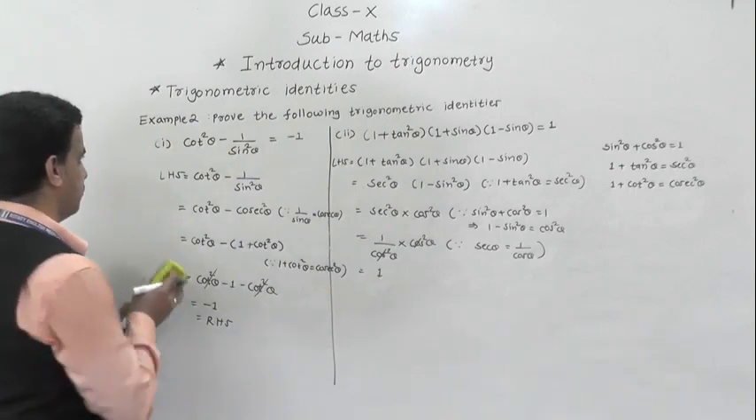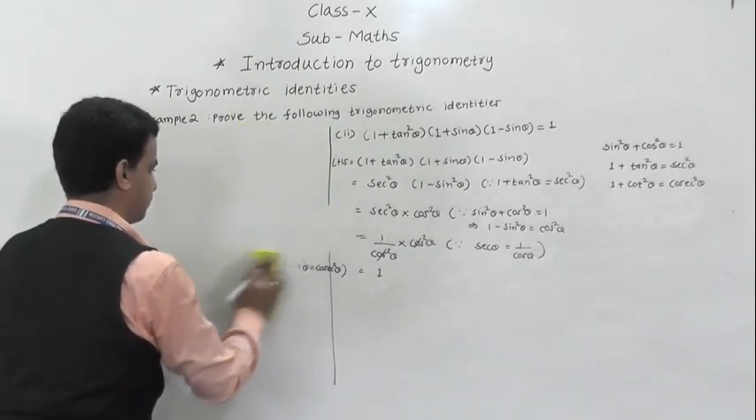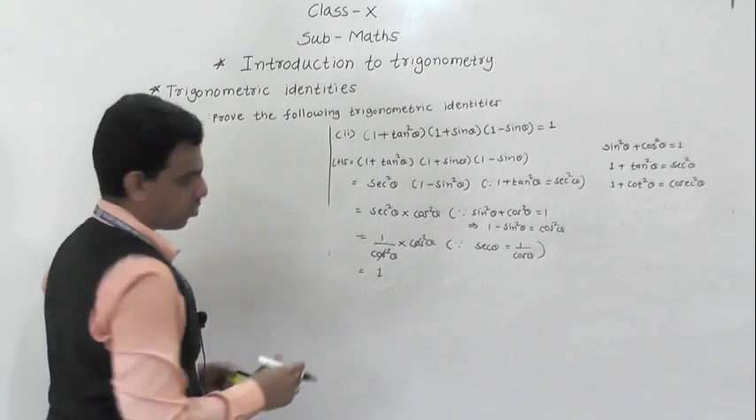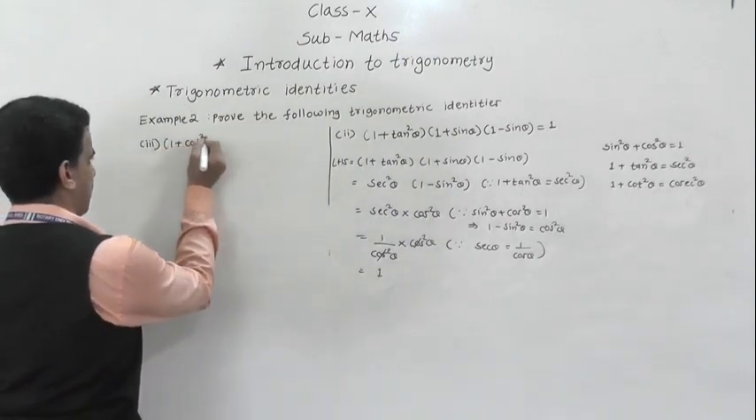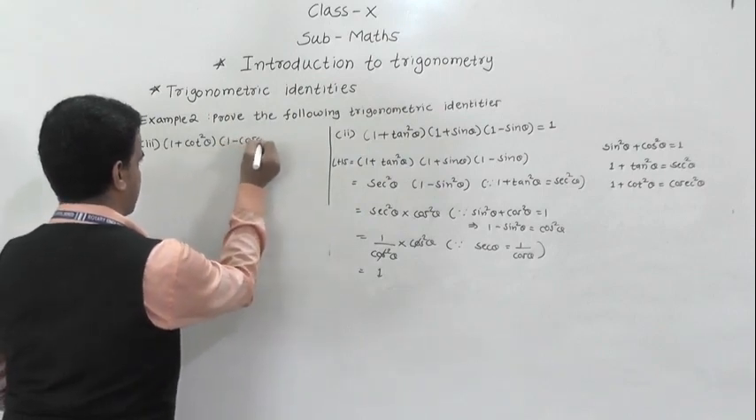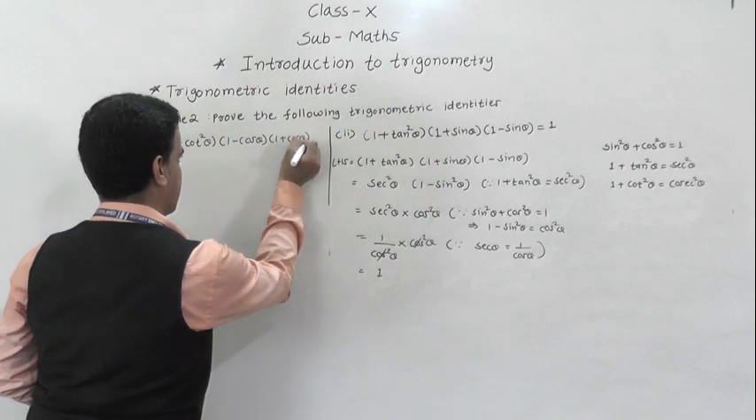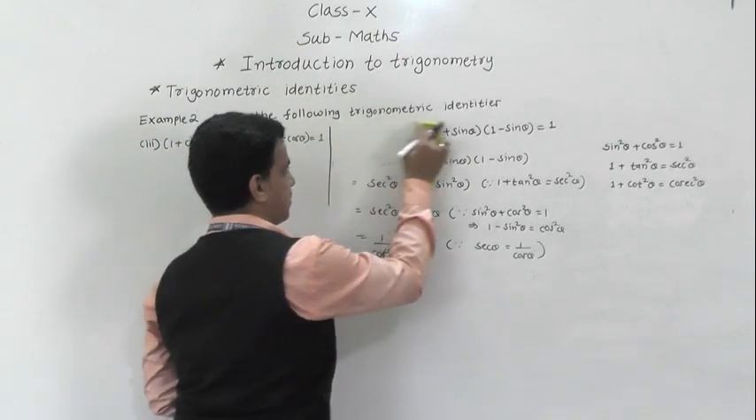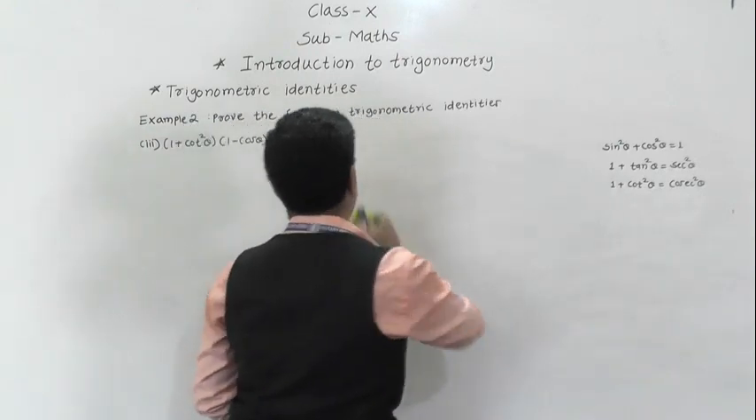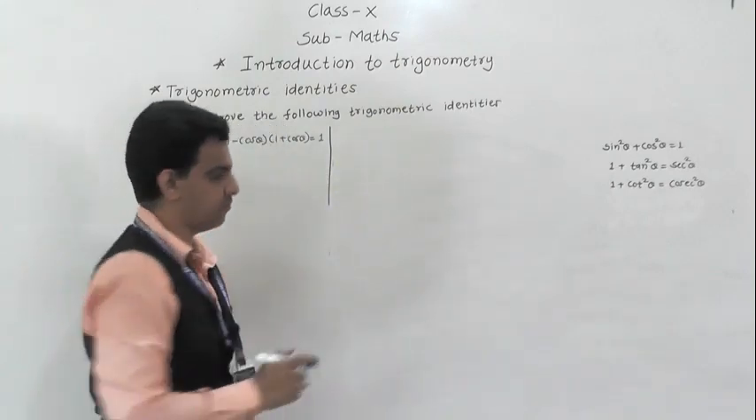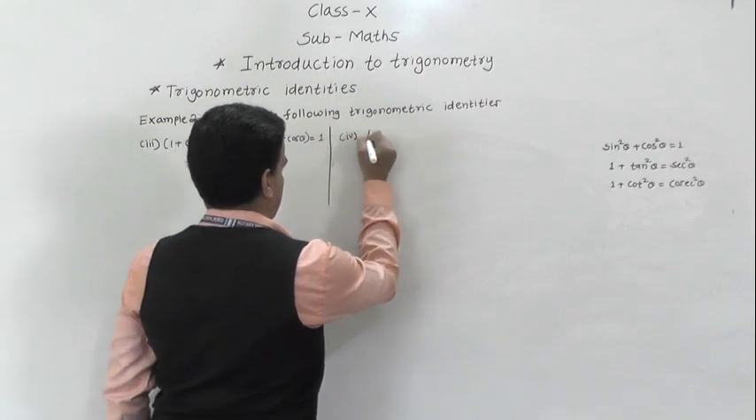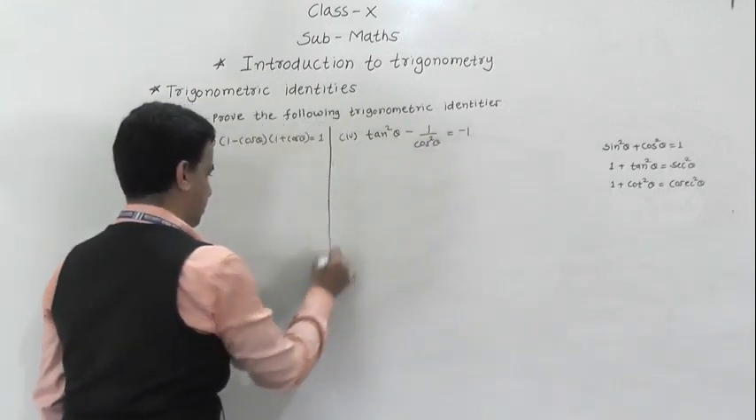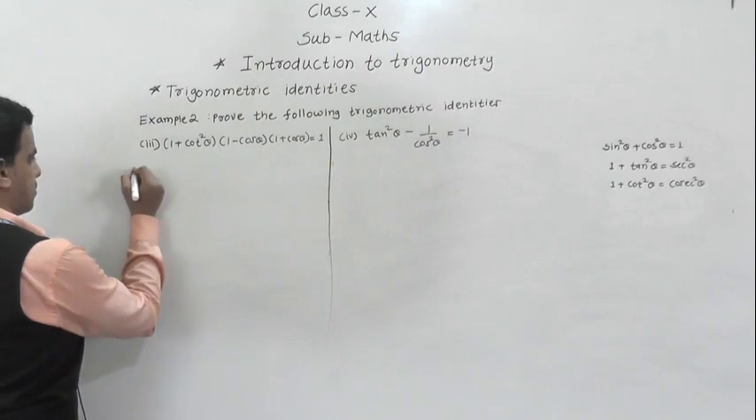Now I am taking another two. The third sub question is 1 plus cot square theta into 1 minus cos theta, 1 plus cos theta is equal to 1. And the fourth one is tan square theta minus 1 upon cos square theta is equal to minus 1.